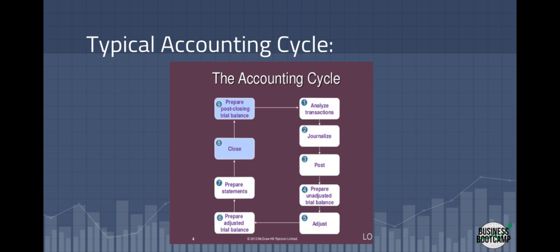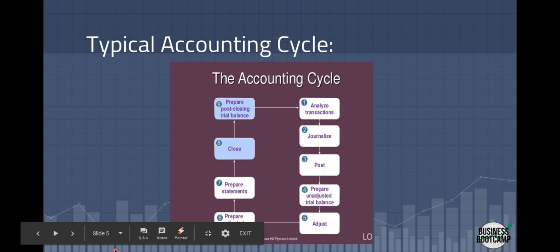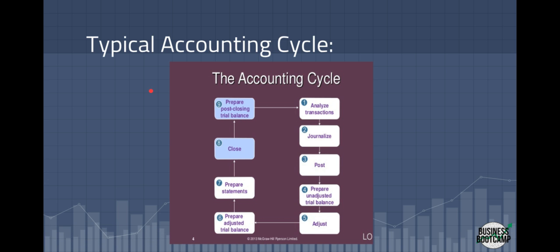So the next topic in accounting we are going to cover is the accounting cycle. This is a typical accounting cycle that an accountant would encounter. The first step of the cycle is to analyze transactions. The step afterwards is to then journalize these transactions. The next step is to then post these journalizations. This is when the transactions in the journal are shifted to a general ledger. The fourth step is to prepare the unadjusted trial balance. The fifth step is to then adjust accordingly.